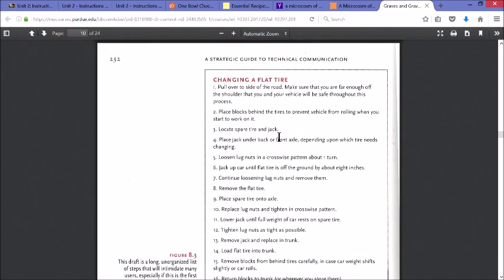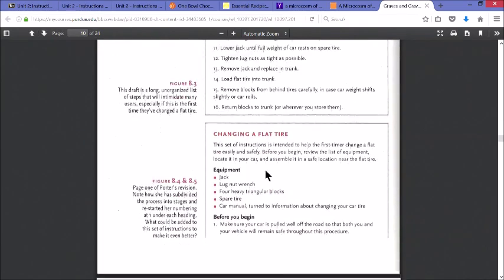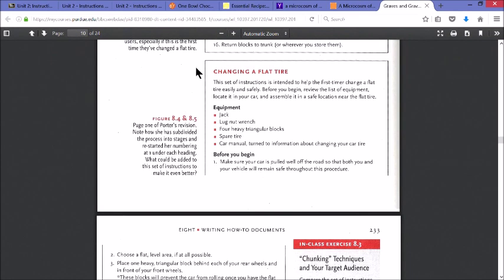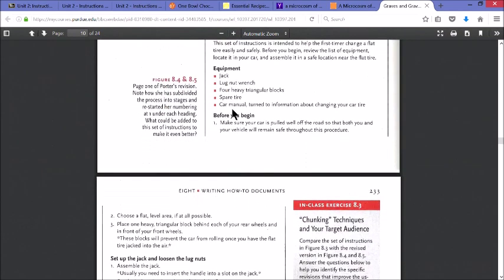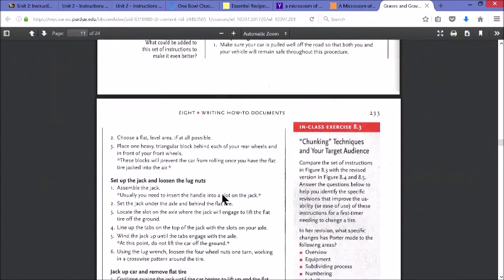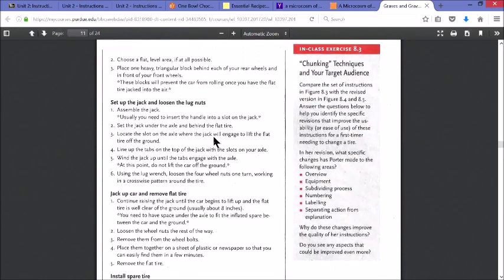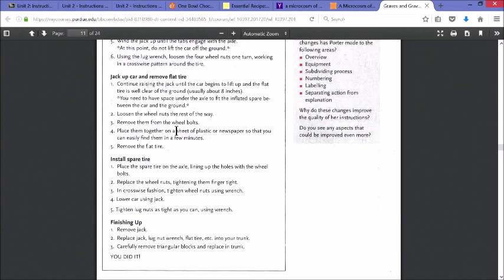So here they give an example of a non-subdivided list. It's 15 or 16 steps. Here they give an example of the same information, but it is revised using the subdividing, or you'll hear it called the chunking technique, which involves headings, clearly marked sections, numbered and bulleted lists, and it's clearly broken up and subdivided. So instead of having 16 steps, it might have 4 sections, each with 4 steps, or something along that line.